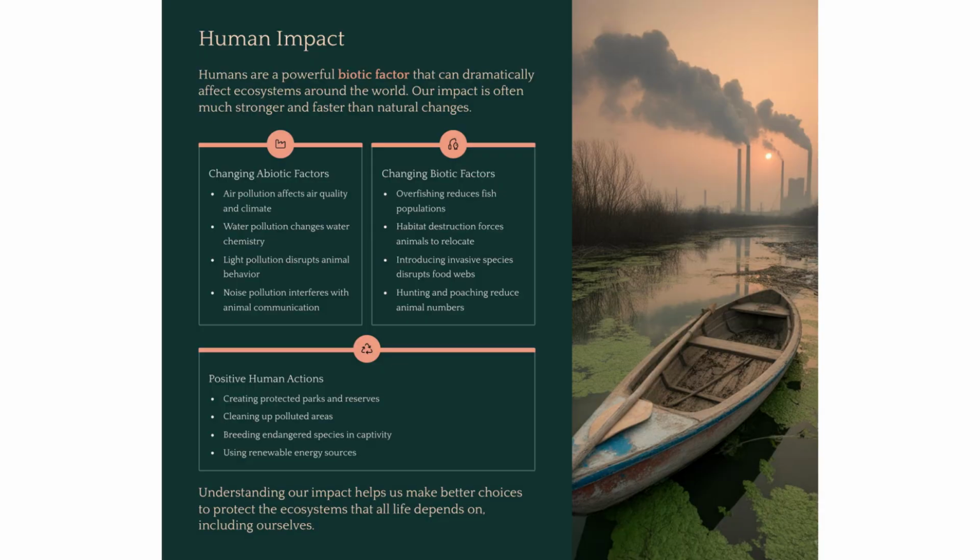As humans, we are a very powerful biotic factor in ecosystems. Our actions can have huge effects. When we build a city, we change the landscape and reduce the amount of living space for animals. When we pollute a river, we change the abiotic factor of water quality, which can harm or kill all the organisms living in it. Understanding our impact is the first step toward protecting these systems.